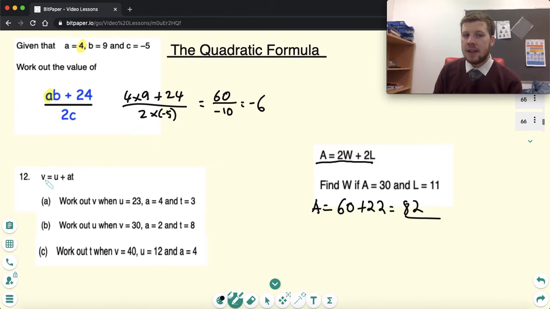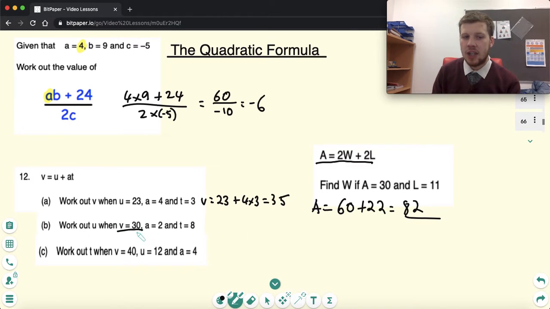And lastly, this is a formula for kinematic equations, where we can work out my final velocity, and sometimes we're not asked to work out what we're equal to. We can sometimes have to use solving equations to work out some unknown in the middle. So this first one, u equals 23, a equals 4, and t equals 3. By using this, I know that v equals 23 plus 4 times 3. 4 times 3 is 12, plus 23 is 35.